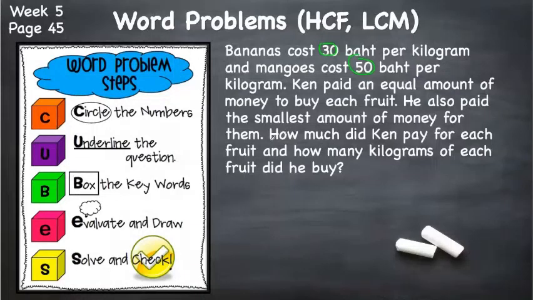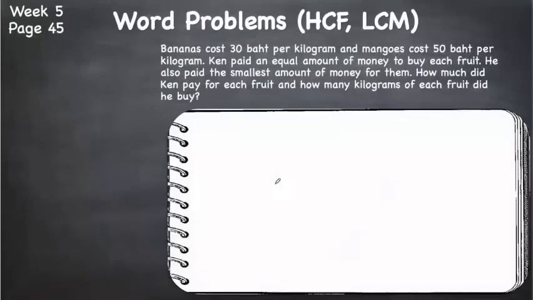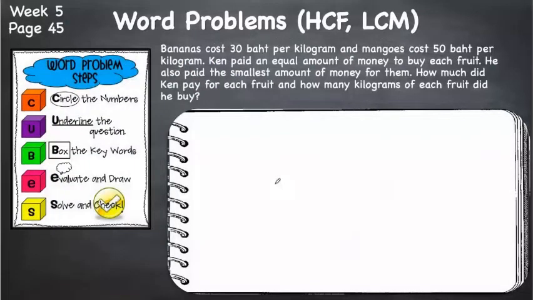How much did Ken pay for each fruit? And how many kilograms of each fruit did he buy? So we have to find out how much he paid and how many kilograms for each fruit. Now we already have the numbers and we already have the questions. So what do we have to do? As you can see in the book, we still have to use the cake method.